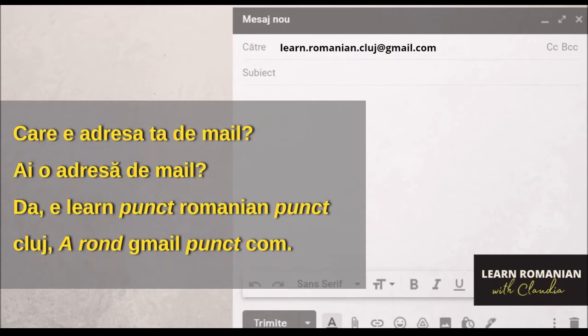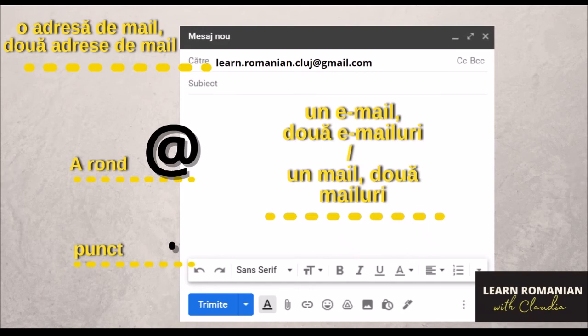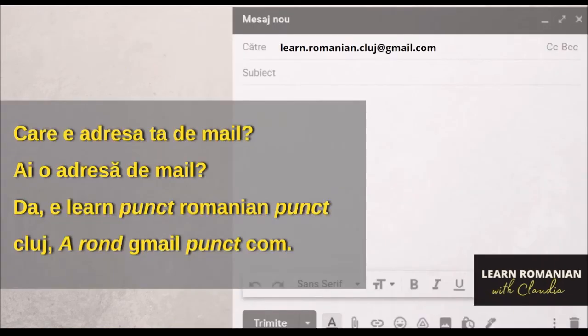Da, yeah, and now how do we give our email address based on the previous slide vocabulary, arond and punct? So let's see. This is my email address, and I'm going to say it out loud for you. Da, adresa mea de mail, my email address, este, is learn.romanian.cluj@gmail.com. Yeah? learn.romanian.cluj@gmail.com.